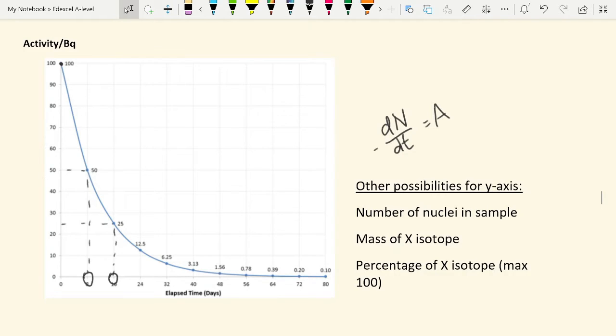So for example, instead of activity, it could be number of nuclei in the sample, because we know that activity is proportional to N. It could be the mass of the particular isotope that I've just given X here, because of course mass is going to be proportional to the number of nuclei, which is proportional to the activity. So these things are always going to give you the same sort of relationship. And of course, you could have percentage of the X isotope, starting at 100% and dropping down from there. But of course, the maximum of that is 100.